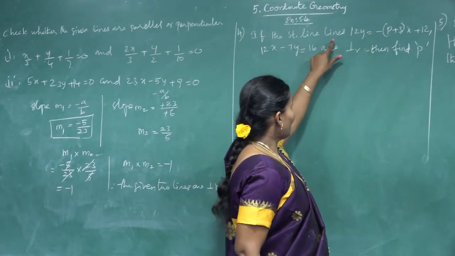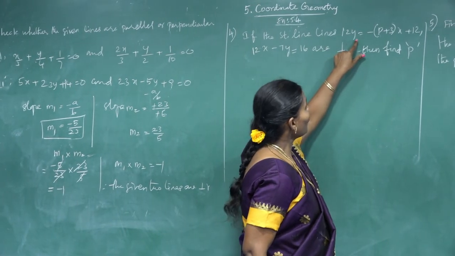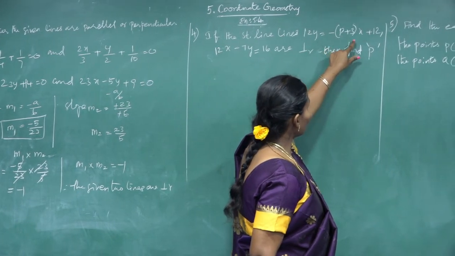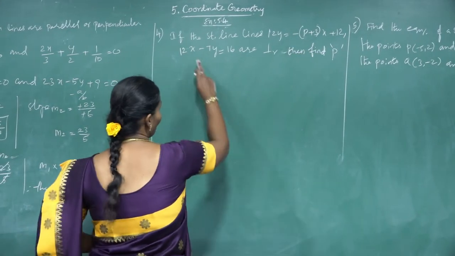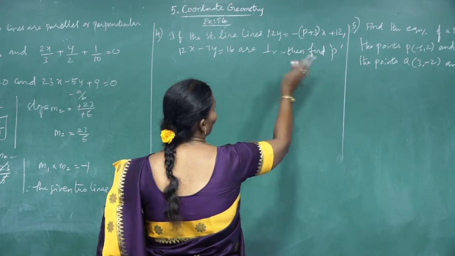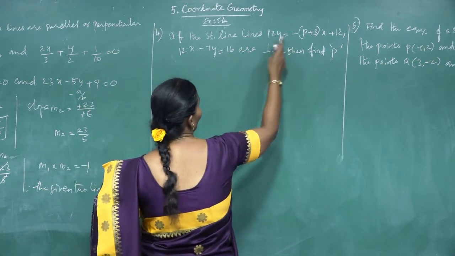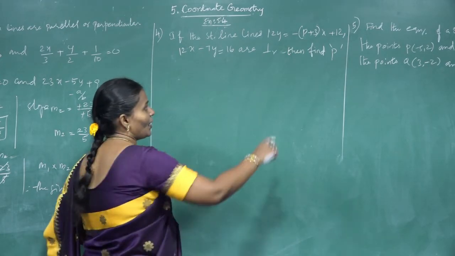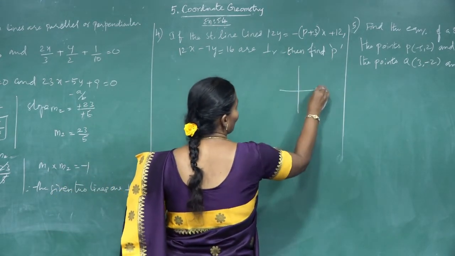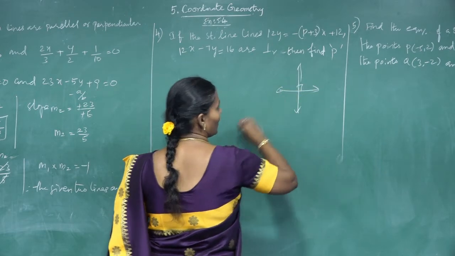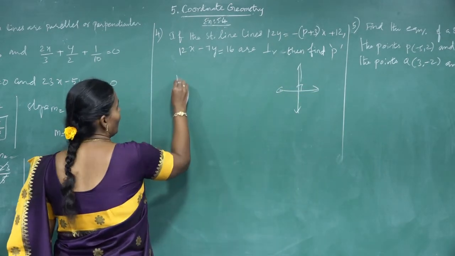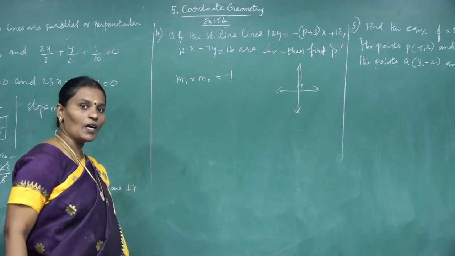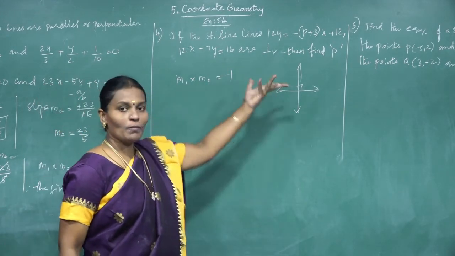Now we see the fourth sum. If the straight lines 12y is equal to minus of p plus 3 of x plus 12, and this equation are perpendicular to each other, you have to find out the value of p. These two lines are perpendicular, what is the condition? m1 into m2 is equal to minus 1.